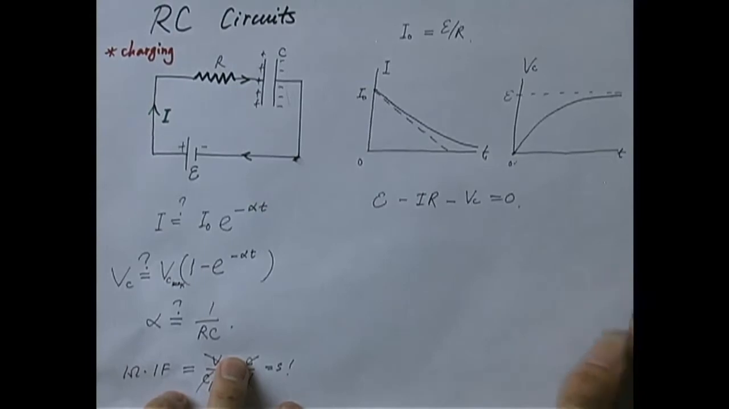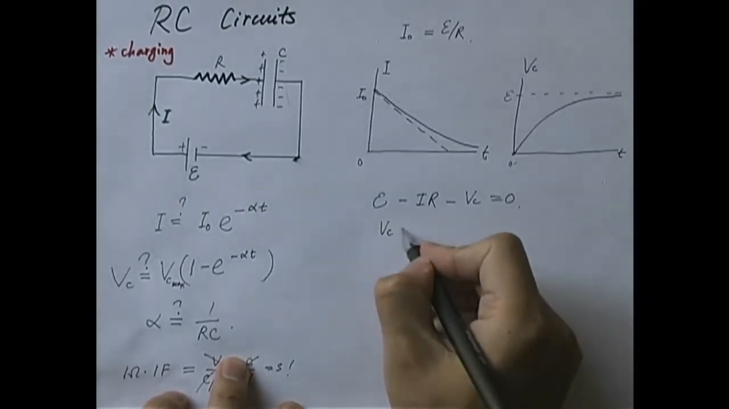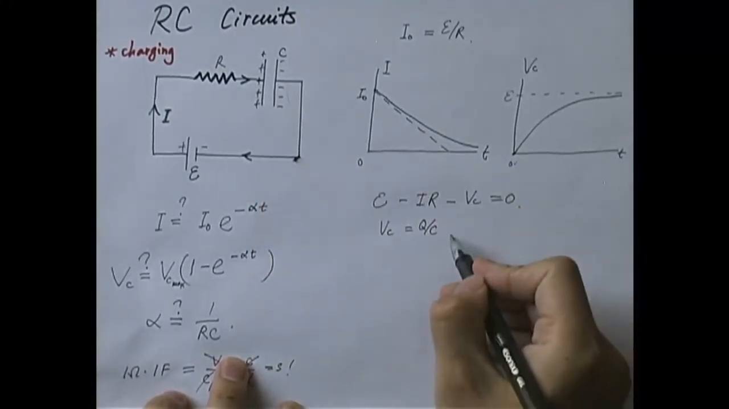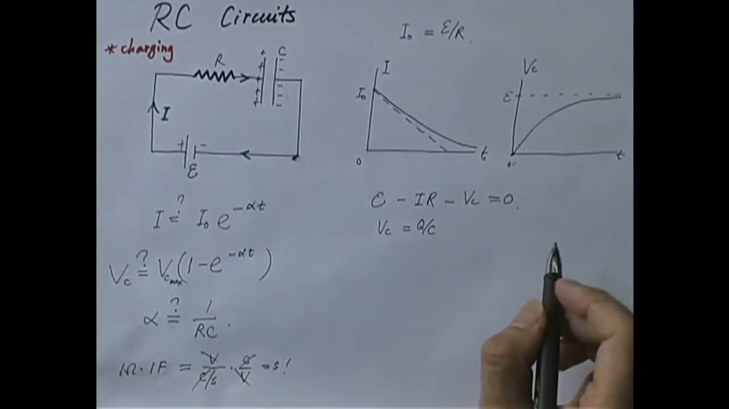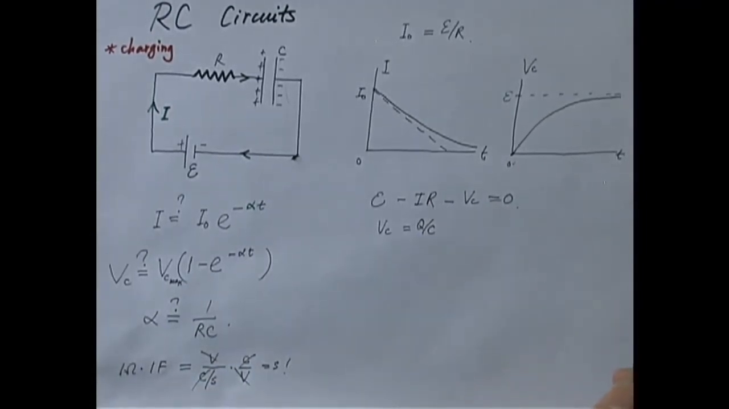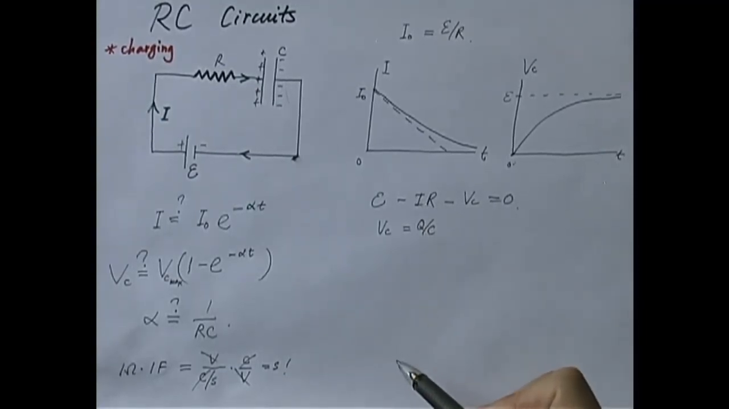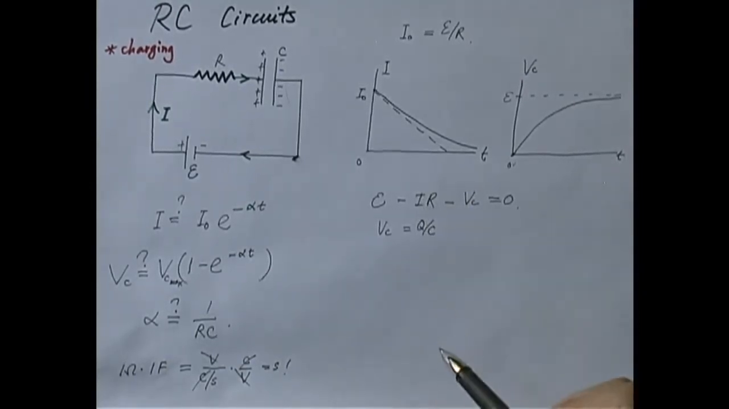What is VC equal to? VC equals Q over C, where Q is the charge on the capacitor. If you plug that in, you find this is not a completely solvable equation yet, because you have two unknown functions: I as a function of time, and Q as a function of time. So our job next is to express either Q in terms of I or I in terms of Q, so that we get only one unknown function, then we can solve it.